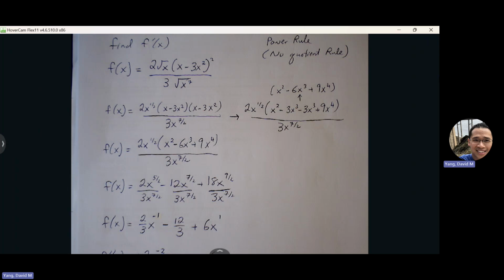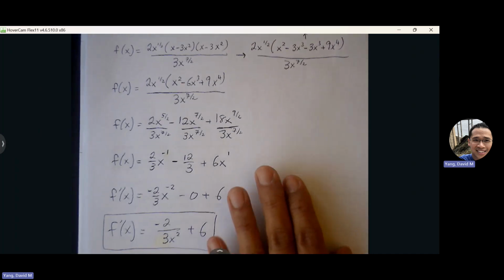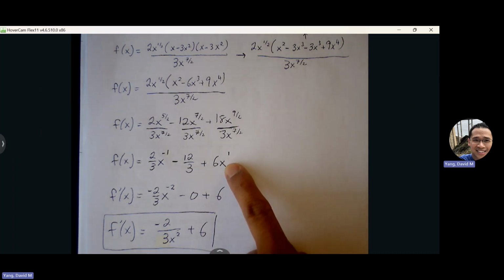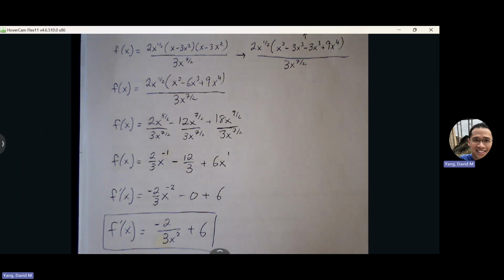I didn't realize, I just created this randomly. I didn't realize how many things would cancel out, but 5 halves minus 7 halves is -2/2, which is -1. 7 halves over 7 halves is just going to completely cancel out. I'm just left with a constant. And then 9 halves minus 7 halves is just 2/2, which is 1. So I'm just left with 2 relatively simple power rule terms. One drops out. My -1 goes to -2, and then my linear goes to a constant, and my constant goes to 0.